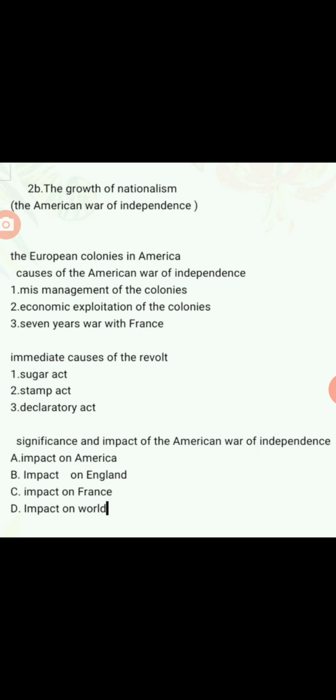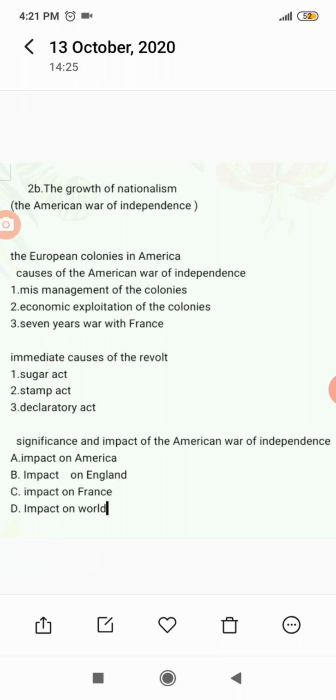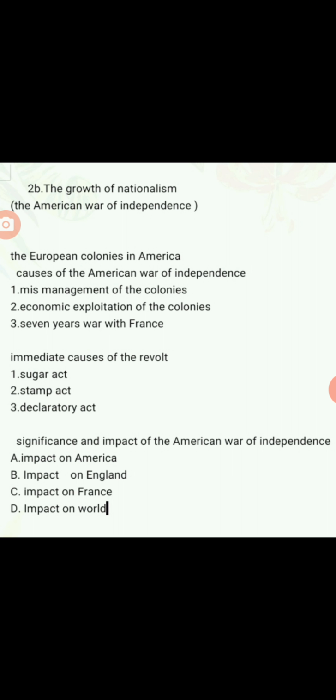Third, the declaration prepared the ground for political philosophy and revolutionary ideas in European history in the 19th century. Means what? Whatever philosophers and writers learned from the American War of Independence, they wrote in their books or writing material, and afterwards others also got inspiration from that. Means everywhere the philosophy and revolutionary ideas reached after the American War of Independence.